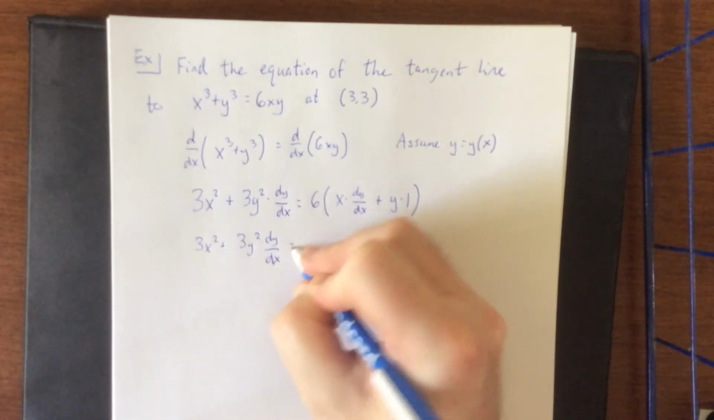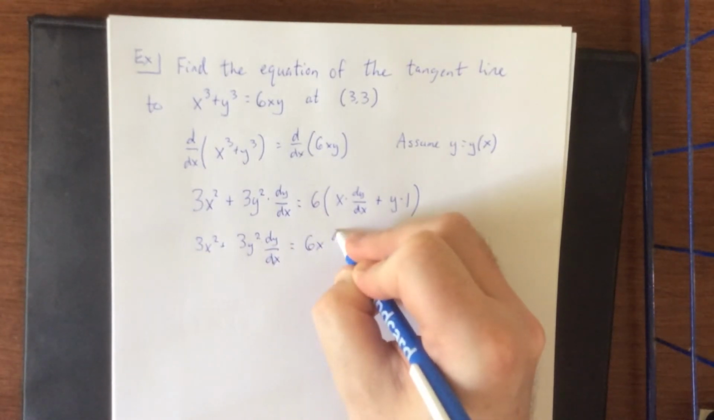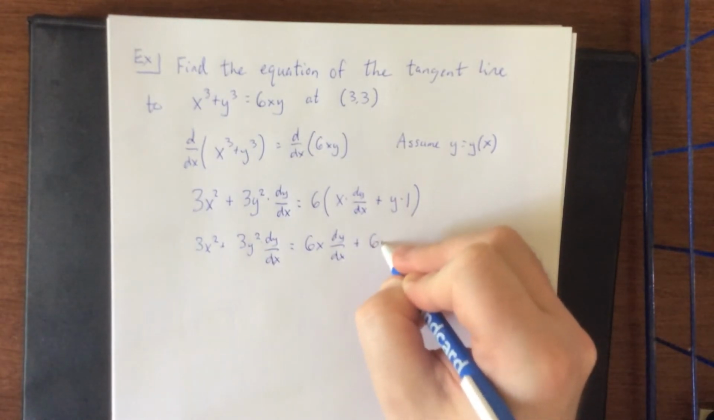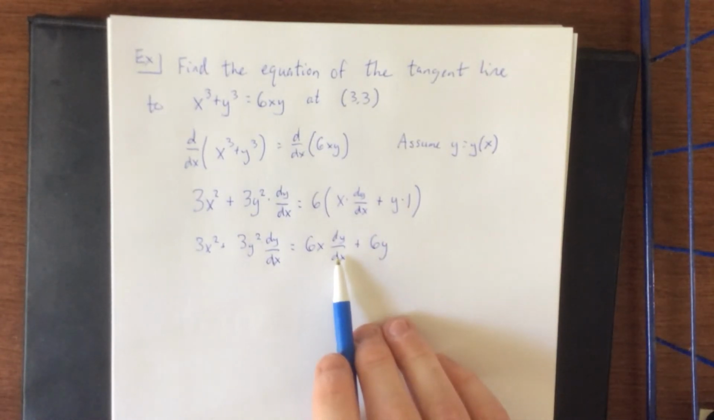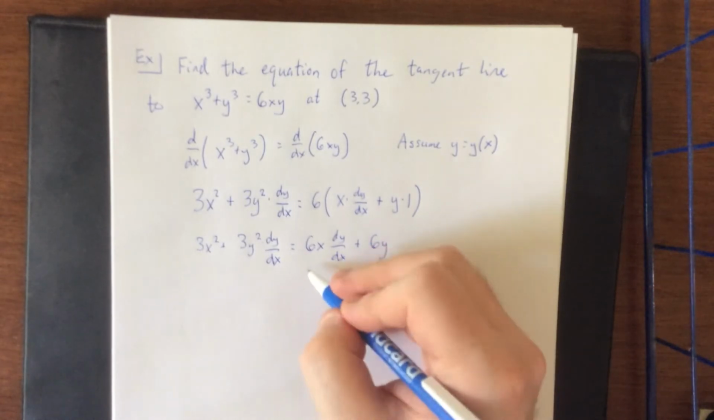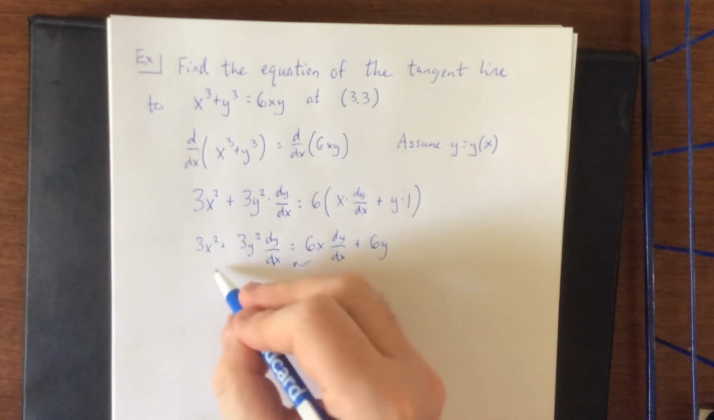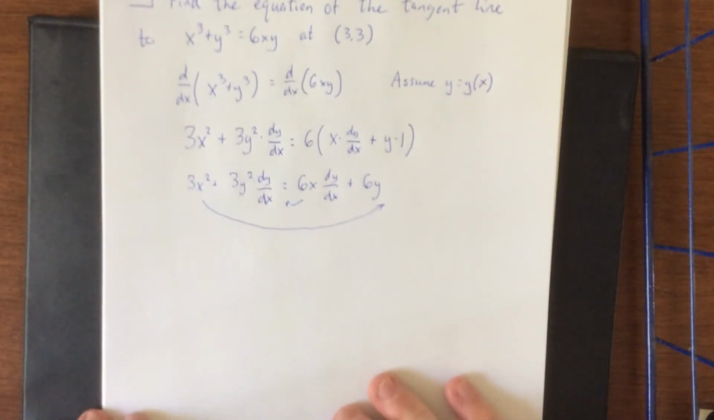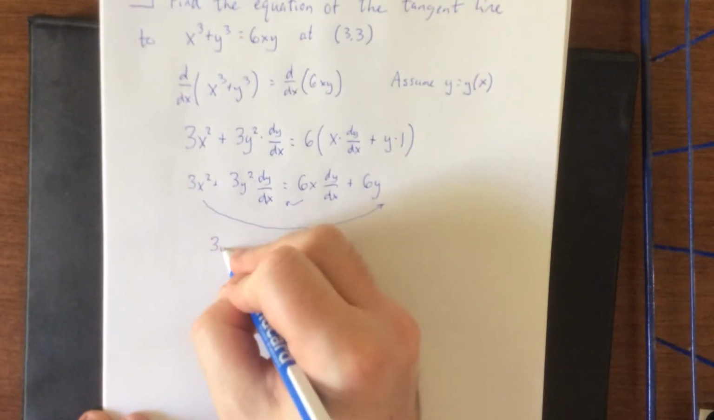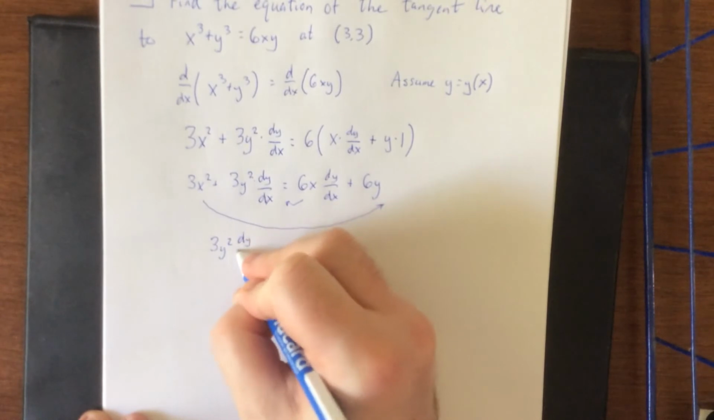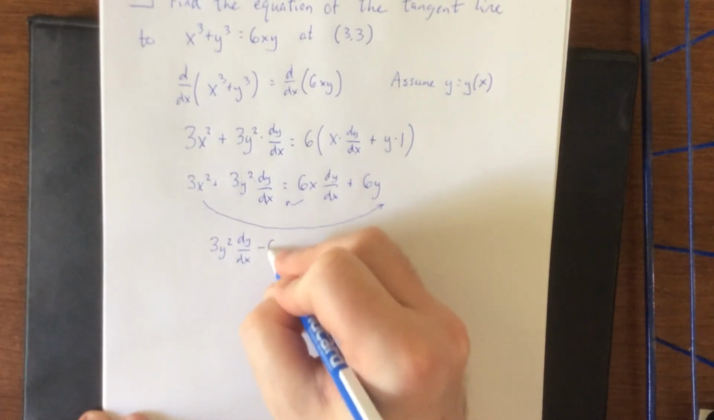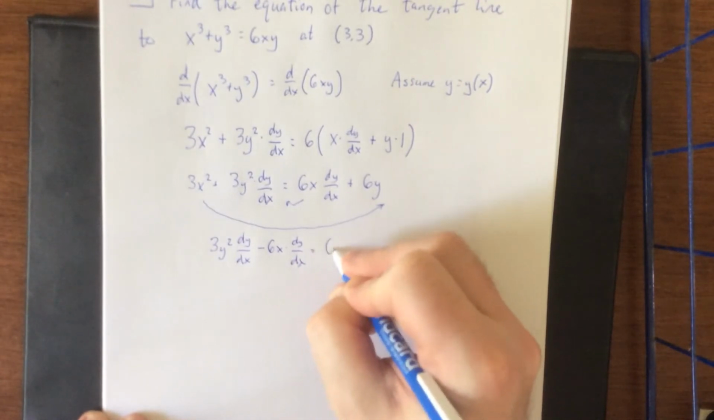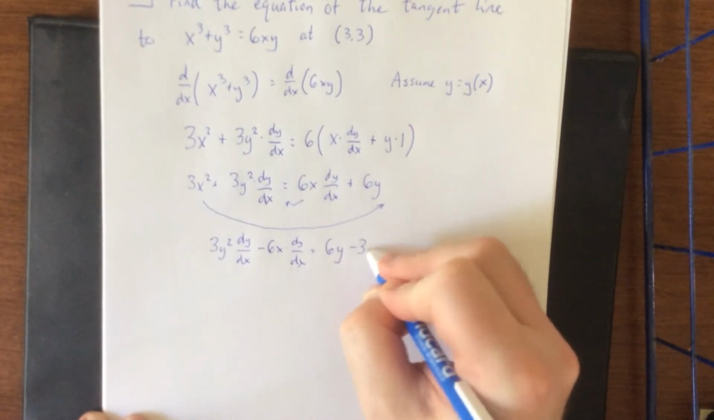and then make the observation now that we have dy dx occurring on both sides of the equation. I am, however, interested in solving for dy dx. So I'm going to bring this term over to this side by subtracting, and I'm going to bring this term over to this side by subtracting, giving us 3y squared times dy dx minus 6x times dy dx is equal to 6y minus 3x squared.